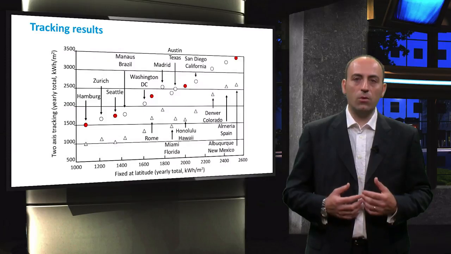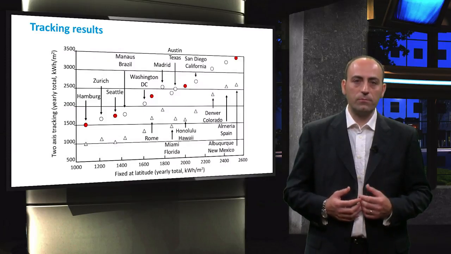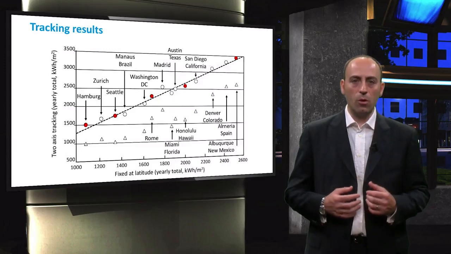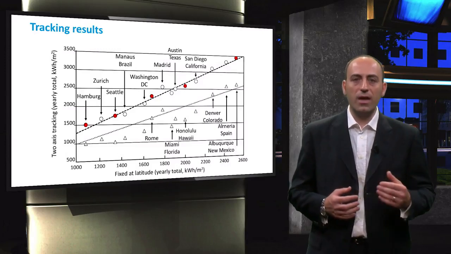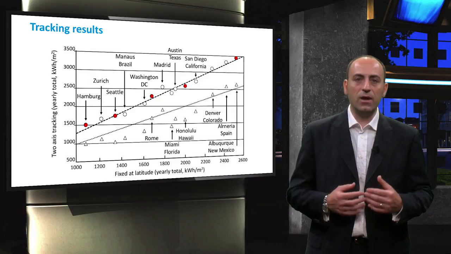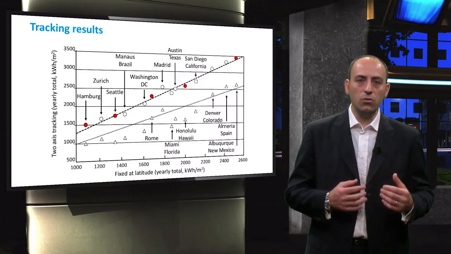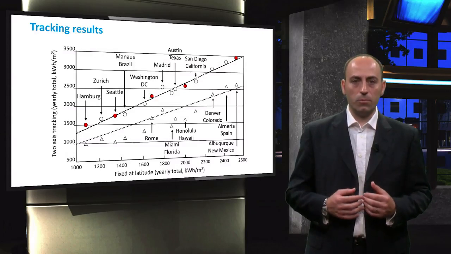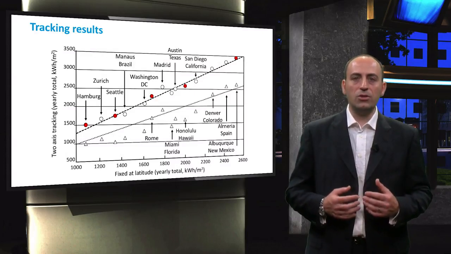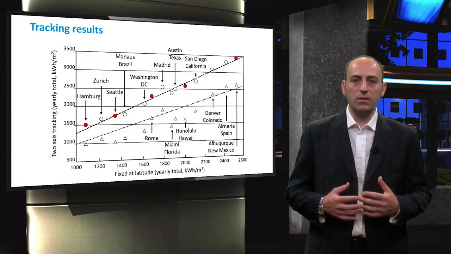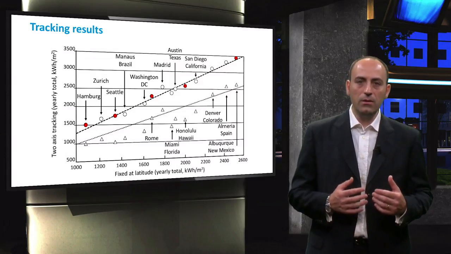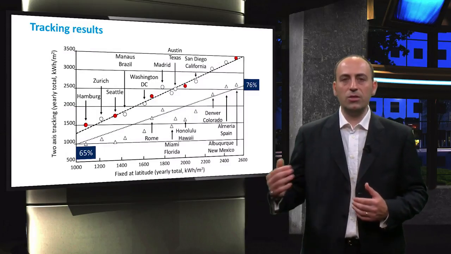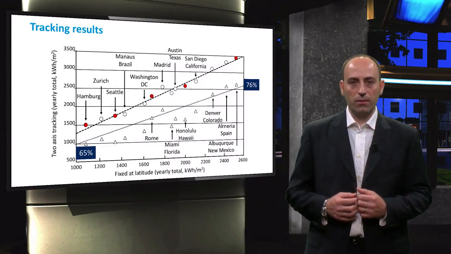One last thing I want to notice in this graph. If we do a linear regression of the circles which represent the global irradiance and the one for the triangles that represent the direct beam irradiance in the two-axis tracking systems, both increase with different slopes. The fraction of energy received due to direct beam increases moving towards the equator. Indeed, it starts from a share of 65% in Hamburg and it reaches 76% in Albuquerque.